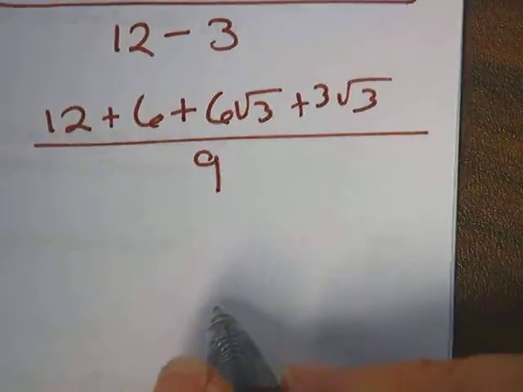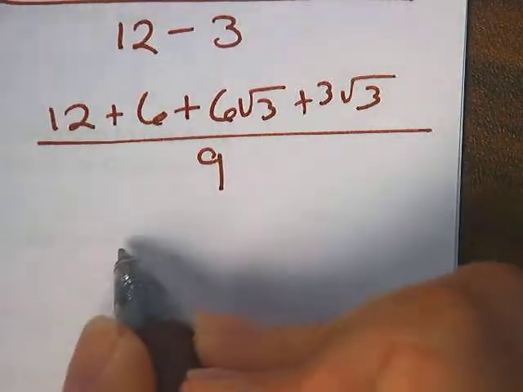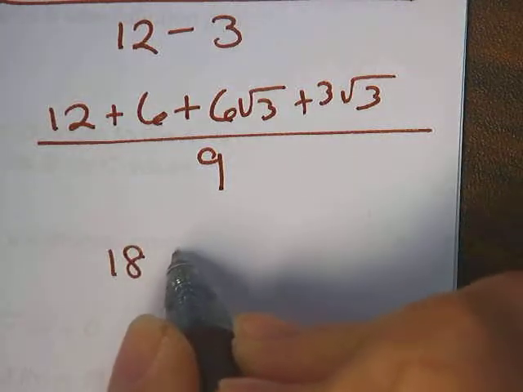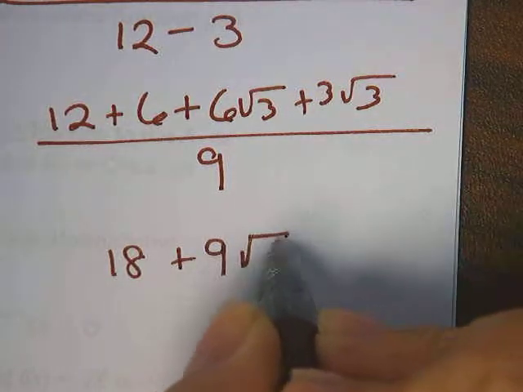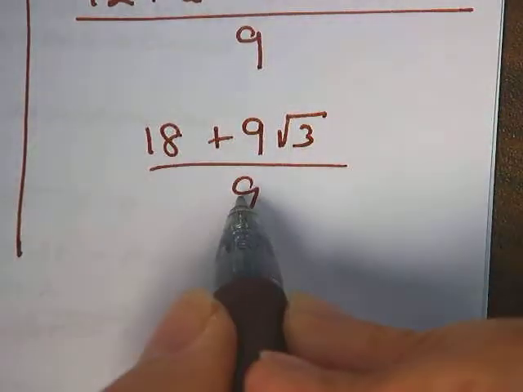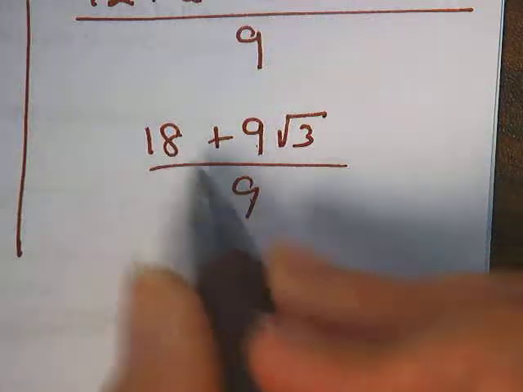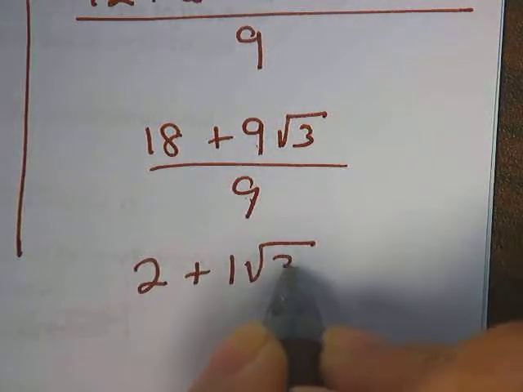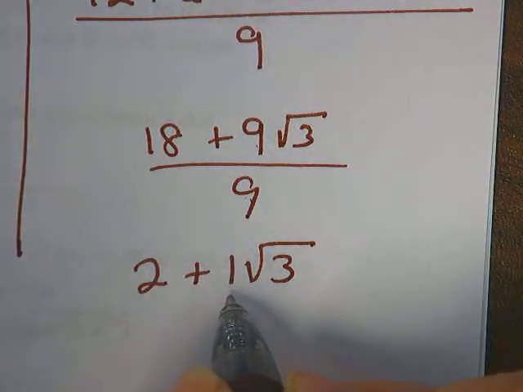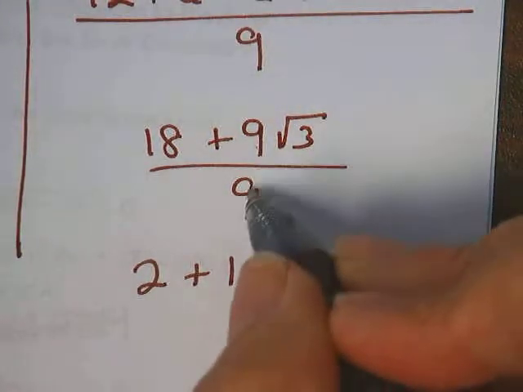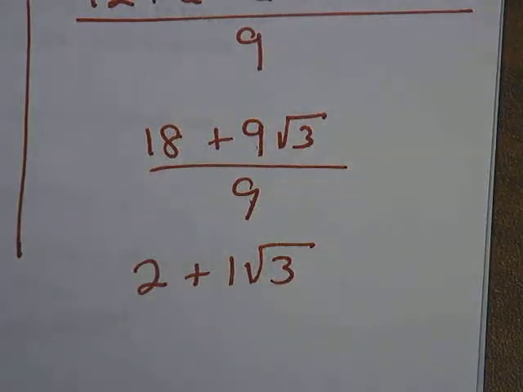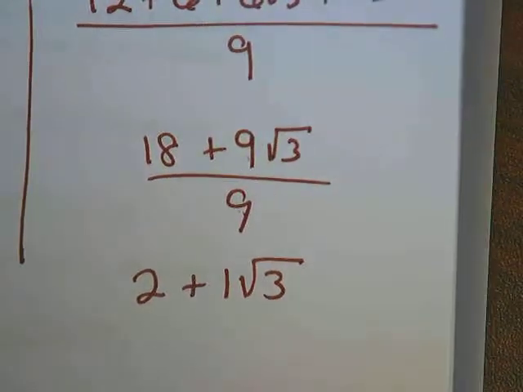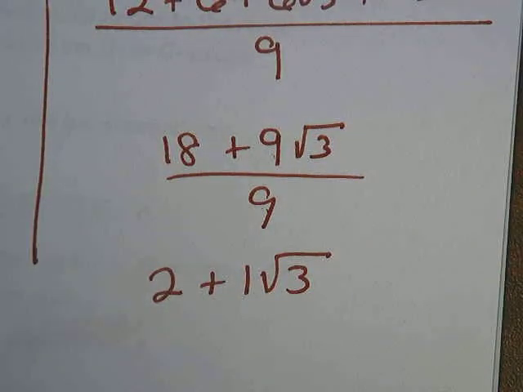Let's simplify one more time. 12 plus 6 is 18, plus 9 square root of 3 over 9. Oh, one more simplification. 9 goes into both of those, so 9 goes into 18 2 times, plus 1 times the square root of 3. And we don't have to write that 1. I just wrote it to show that we are dividing here also. I think that covers it.